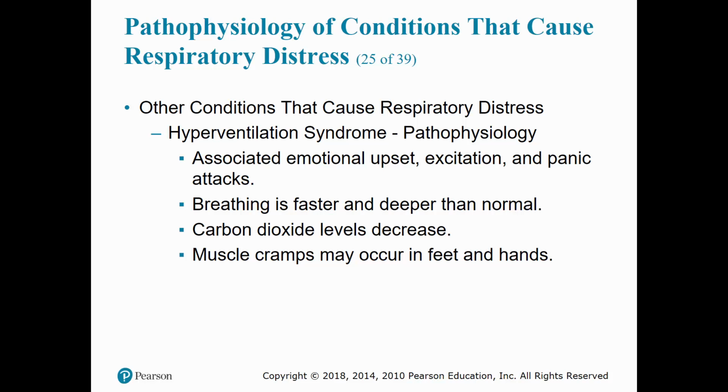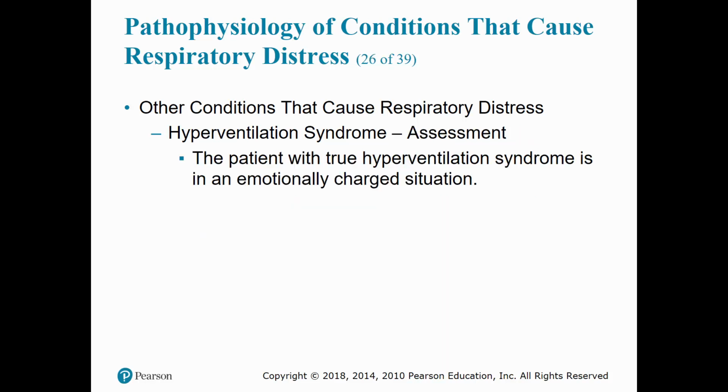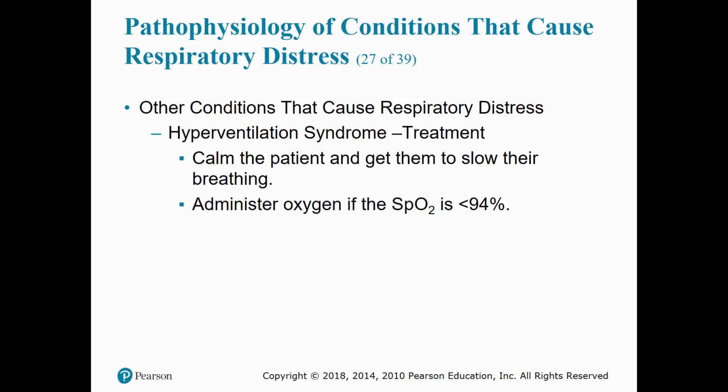As they progress through the hyperventilation syndrome and carbon dioxide levels are continuing to decrease, they're going to become more excited, they're going to become more panicky, and they're going to start having muscle cramps. Usually they'll be in a very charged emotional situation. Some other symptoms that they may have, besides the spasms, they may feel dizzy or nervous, maybe have some chest tightness. But ultimately, our treatment for these patients is to try to calm them down and to get them to slow their breathing.